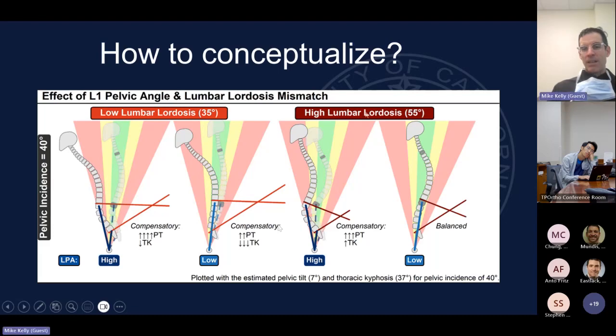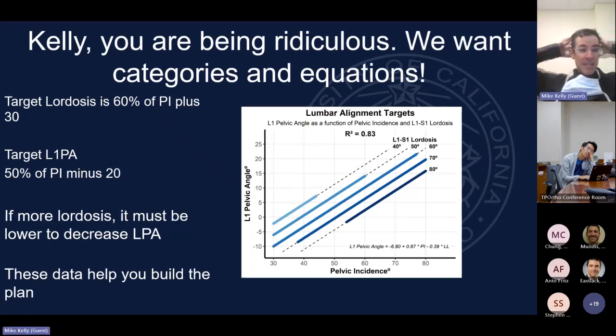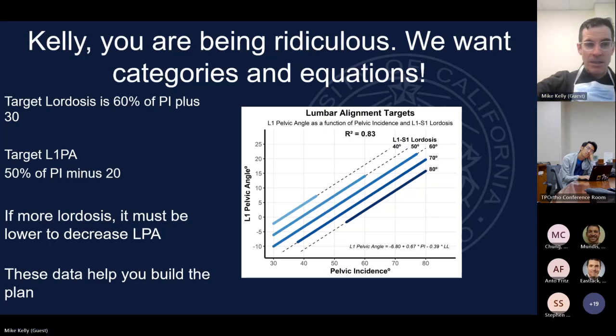What if you get the lordosis right? Again, if you put it in the wrong place, they're still forward. And the only way they can do it is by rocking their pelvis back and creating shear forces at that adjacent segment. I did all this, I presented it to Larry, and he was like, Mike, this is great, but you're being ridiculous. We want equations and we want categories. No one's going to use this with all this math and nonsense.